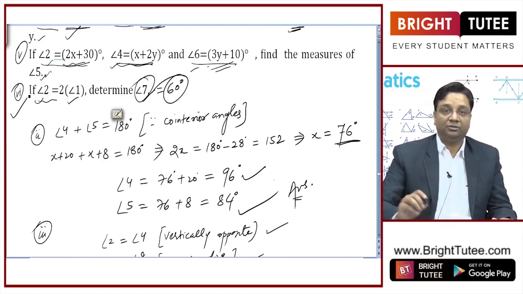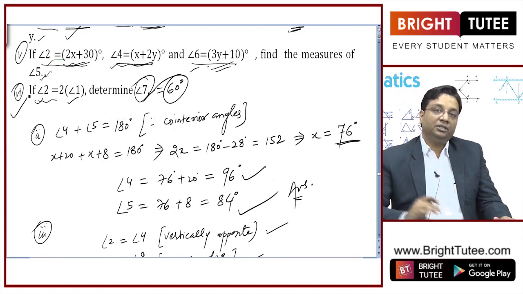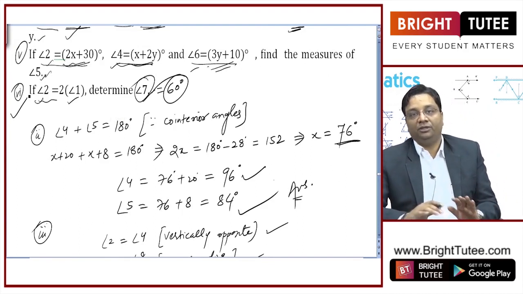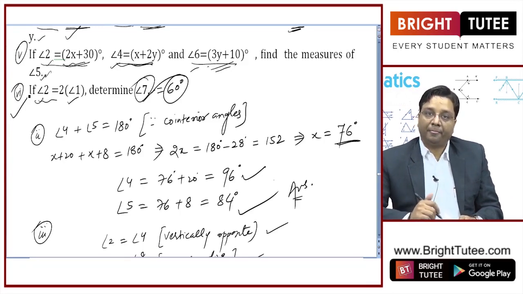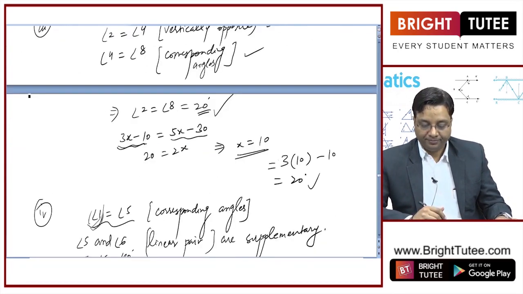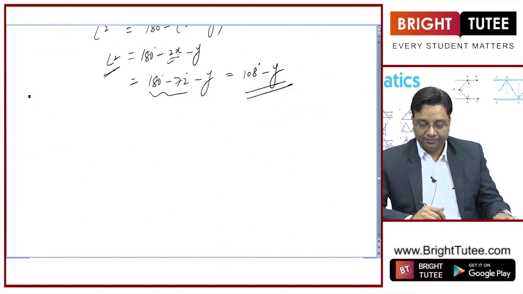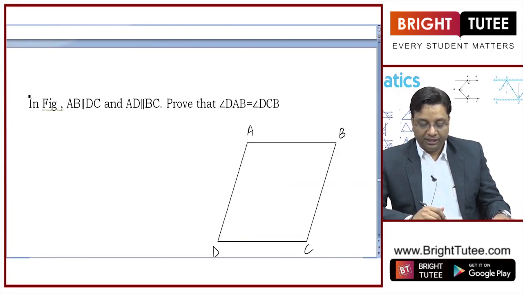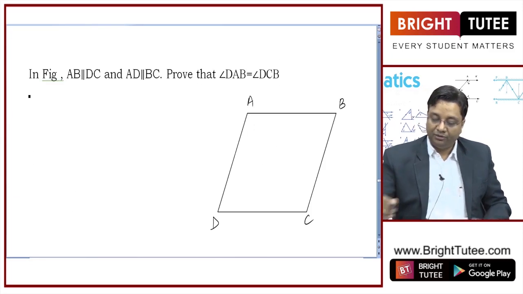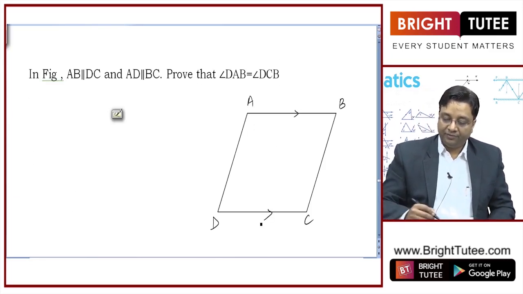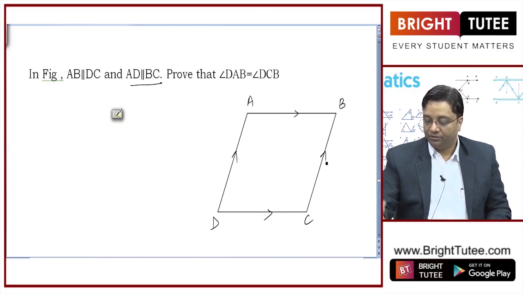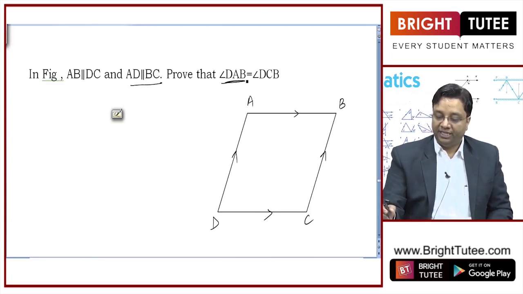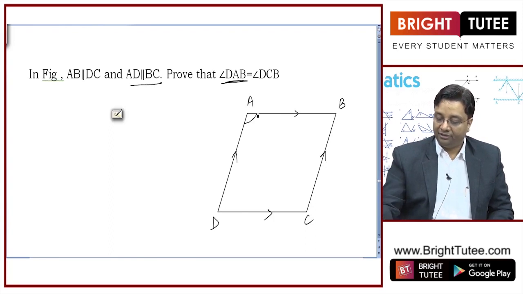So I have solved all these questions. Otherwise what you will do is you will look at the question first, pause the video, solve all the parts yourself, and then match the answers with me. Okay. Let's go to the next one here. AB is parallel to DC, so this line is parallel to this one. AD is parallel to BC, so this is parallel to this, and we need to prove angle DAB, that is this one, is equal to angle DCB.